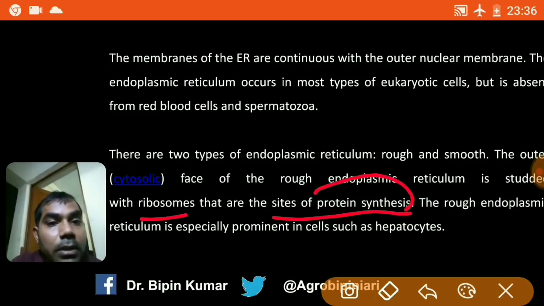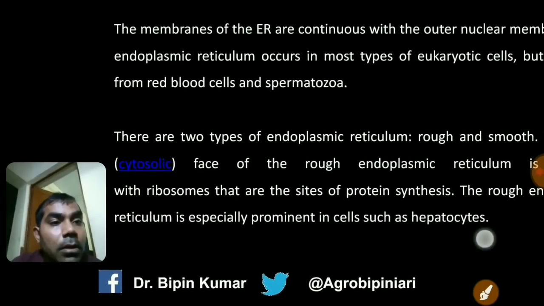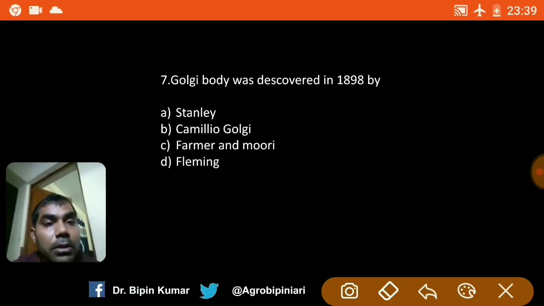The rough endoplasmic reticulum is especially prominent in cells such as hepatocytes. So this will be a very important fact. You can write it down. This may be asked in any of your exams. That is the seventh question. The seventh question is saying that the Golgi body was discovered in 1898 by. So simply the answer will be B, Camillo Golgi.